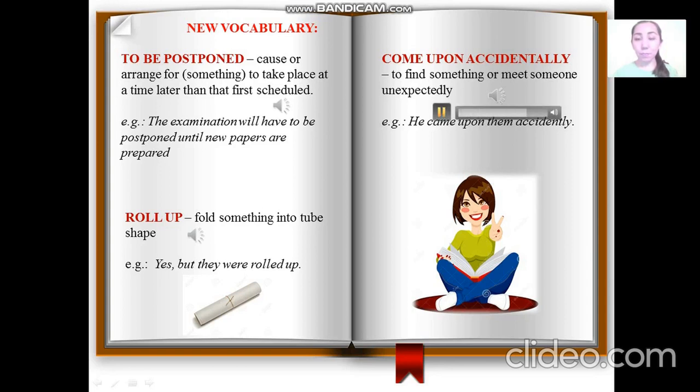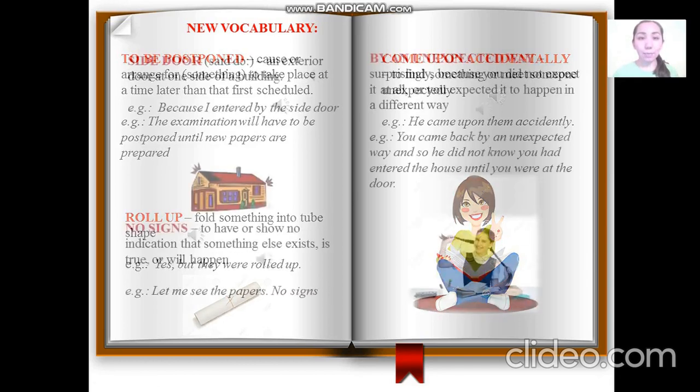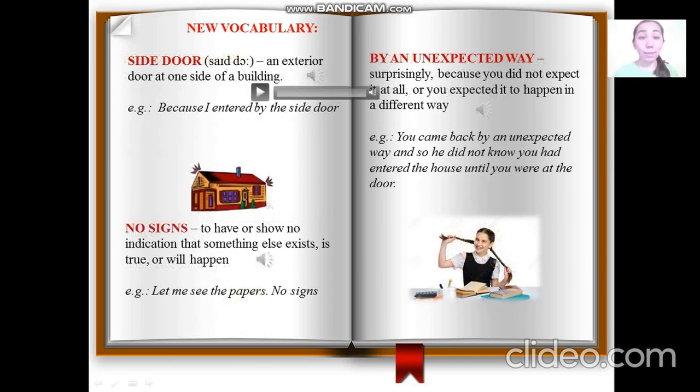Come upon accidentally. It means to find something or meet someone unexpectedly. Very nice. Next one is side door. A side door is an exterior door at one side of a building or an extra door of a building.